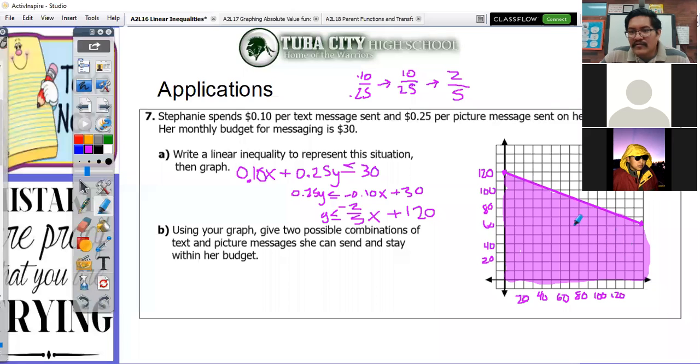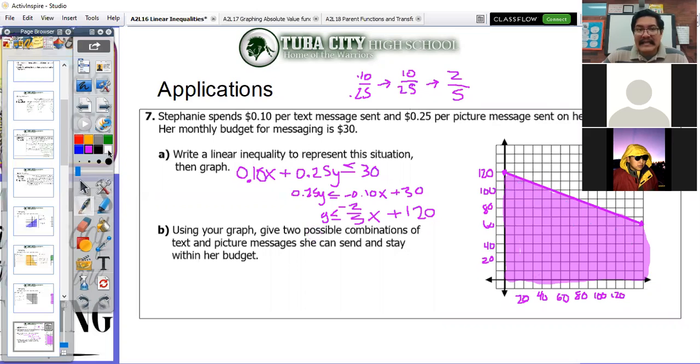Because in algebra, usually you only have one solution, but in this case, we can pick anything. We can pick anything under this line.